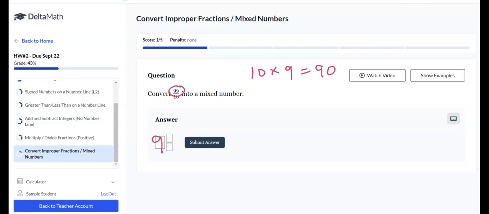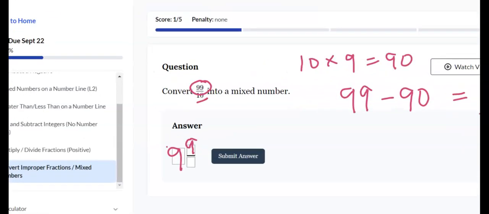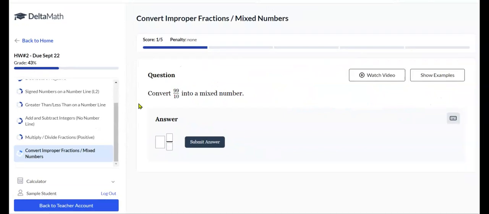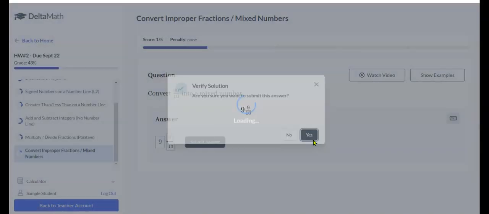But I need to get to 99. So that means 99 minus what I already have will be my remainder. This number here is my remainder. The remainder goes in the numerator, and the denominator never changes. So if it was 10 at the beginning, it will be a 10 at the end. So 9 and 9 tenths is our mixed number.